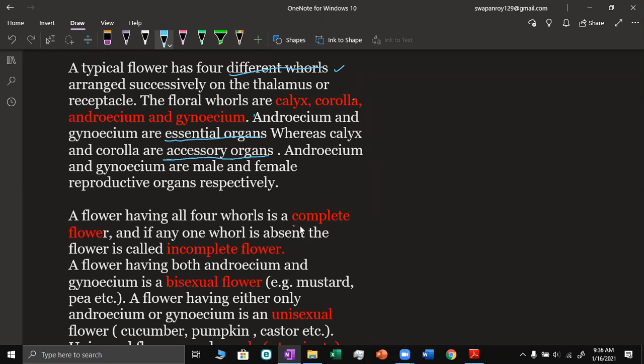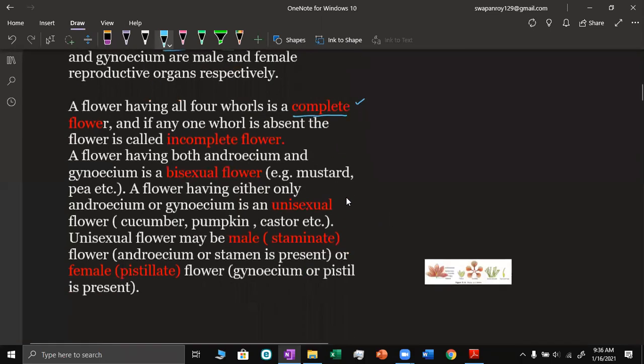The flower may be complete, a complete flower having all the four whorls. That is, they have calyx, corolla, androecium, gynoecium. If any one of them is absent, then it is incomplete. All the complete flowers are bisexual because a complete flower has all the floral parts. They have androecium and gynoecium both.